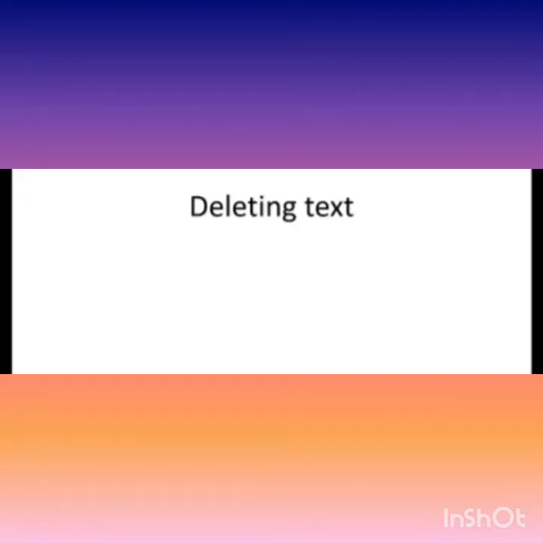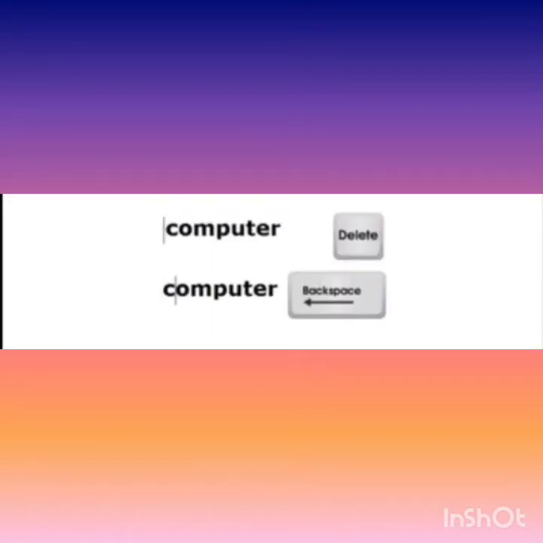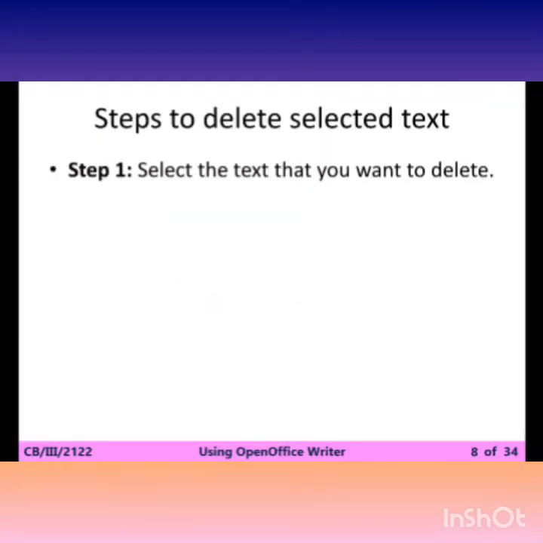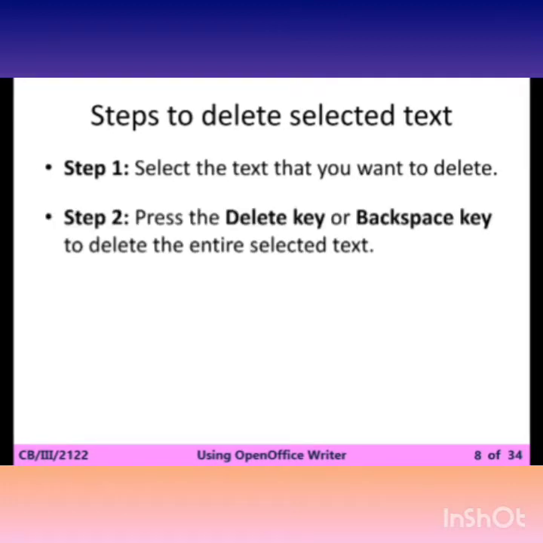Now, deleting text. I hope you are well aware of how to use the delete and backspace keys to delete one character at a time. So, you will now learn to delete selected words, phrases, or sentences. Steps to delete selected text. Step 1. Select the text that you want to delete. Step 2. Press the delete key or backspace key to delete the entire selected text.